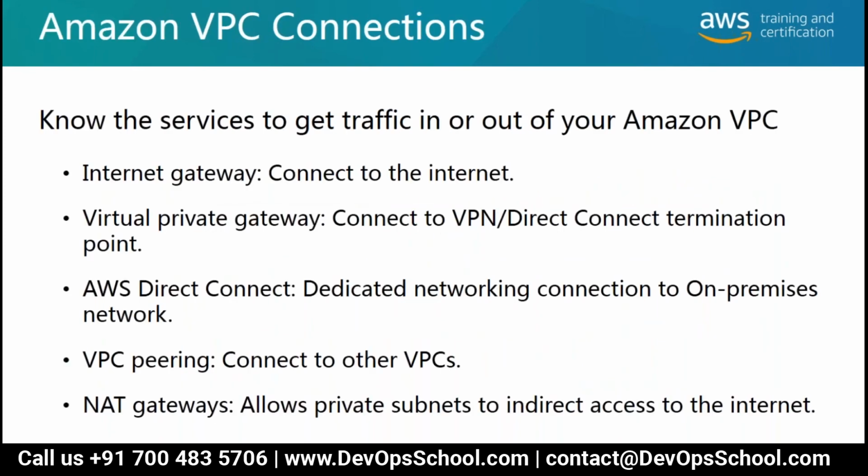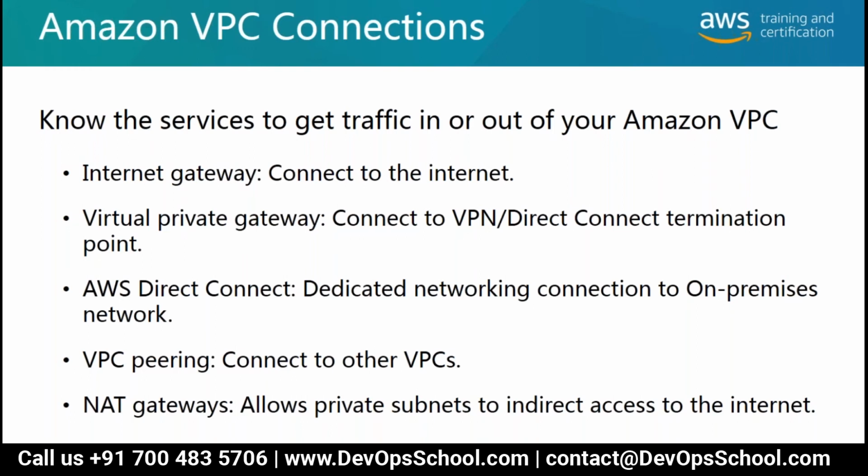Amazon VPC connections. What are the services to get traffic in or out of your VPC? Internet gateway is a service to connect to the internet from your VPC. Virtual private gateway is a service to connect to a VPN or a Direct Connect termination point. And AWS Direct Connect is a dedicated networking line to give an on-premises connection.